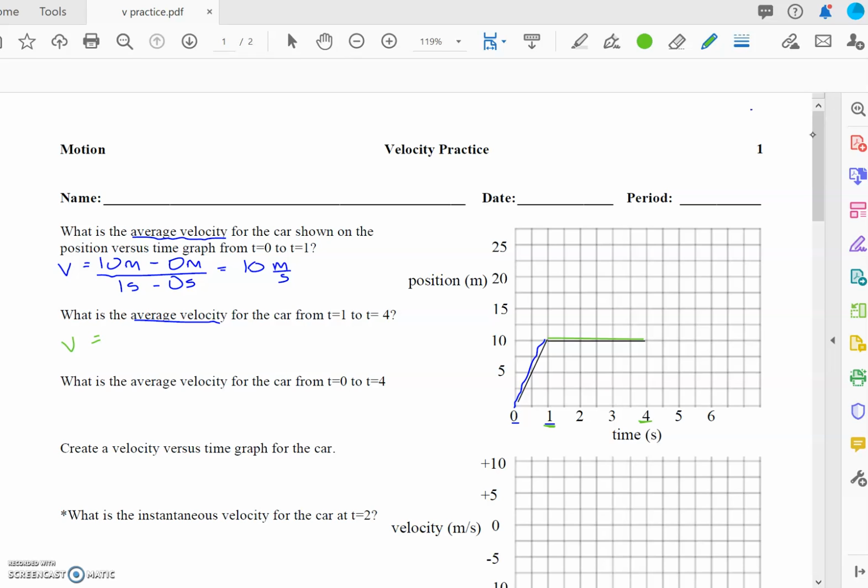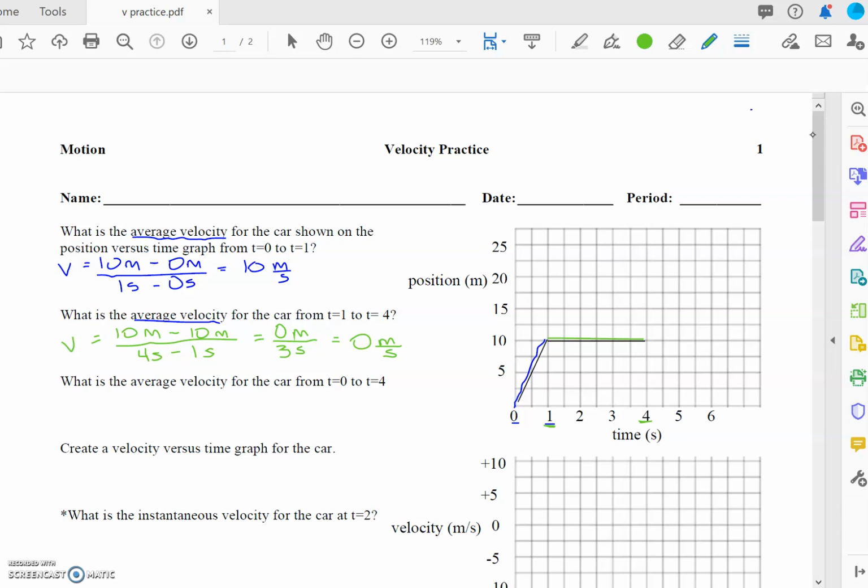At 4 seconds, the position of the object is 10 meters. And at 1 second, the location of the object is at 10 meters. So on the numerator of this slope calculation, I have 10 meters minus 10 meters, and the time span that I'm looking at is 4 seconds minus 1 second. So you end up with a slope of 0 meters over 3 seconds, which is simply 0 meters per second.